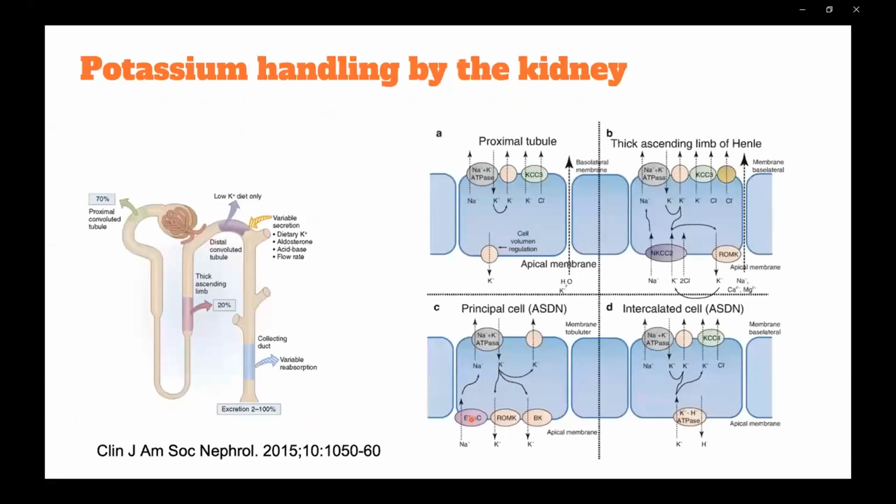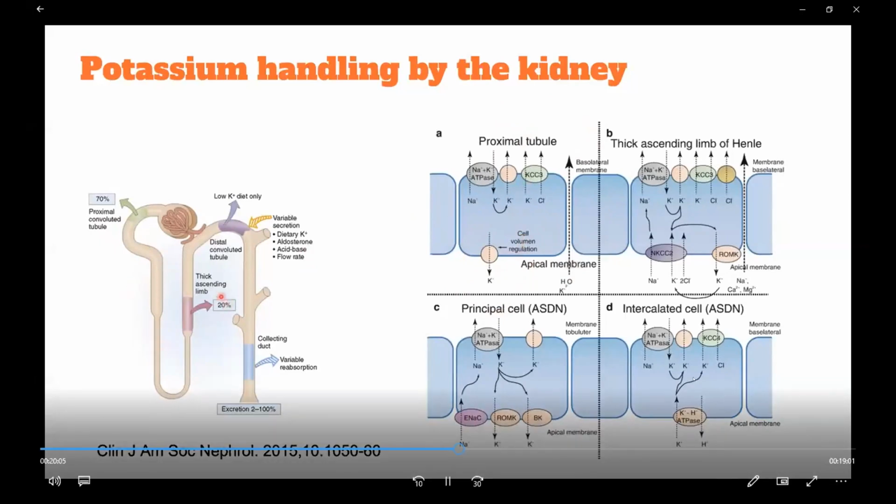We're moving on to potassium handling by the kidney. Now, 70 to 80% of whatever potassium is filtered across the glomerulus is going to be reabsorbed in the proximal convoluted tubule. Now, this is through these channels. Through the sodium potassium ATPase and the potassium chloride channels, potassium is going to get reabsorbed into the bloodstream from the urinary lumen here.